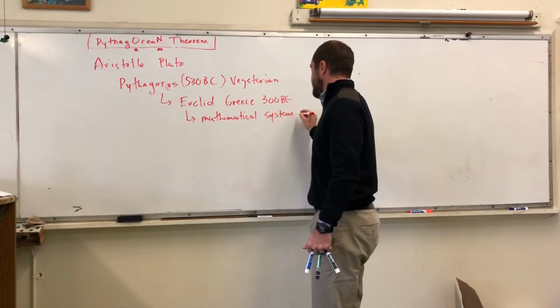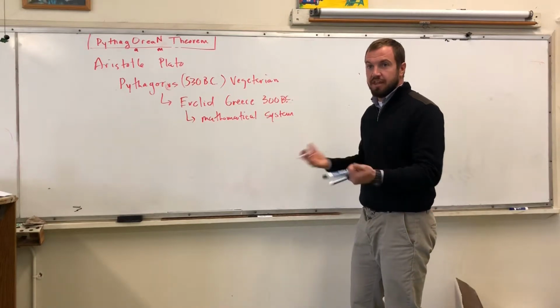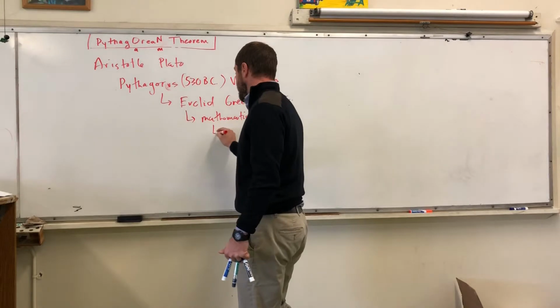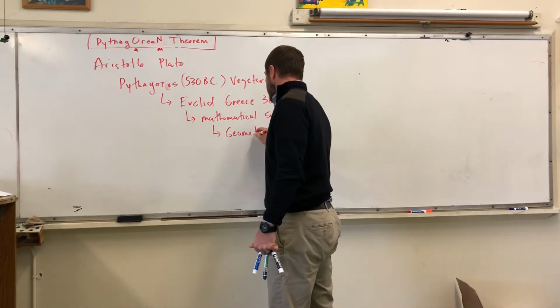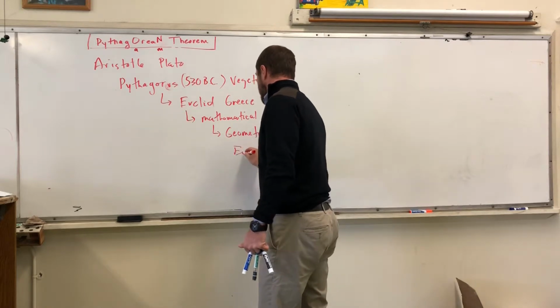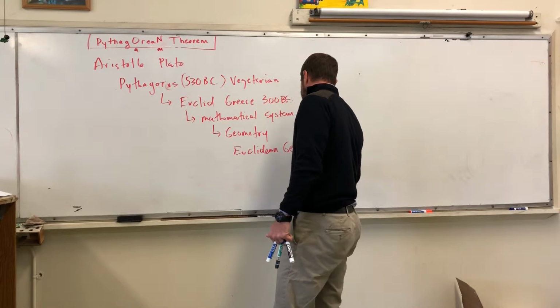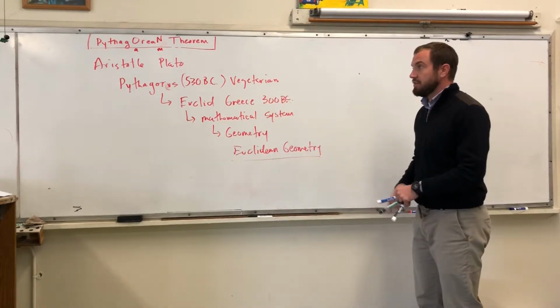Now, a lot about philosophy is using logic. If this happens, then this happens. Thinking, if-then, kind of. That's where this comes from. Really, this is where geometry comes from. And what it's called is Euclidean geometry. Okay. This is part of what we study now.